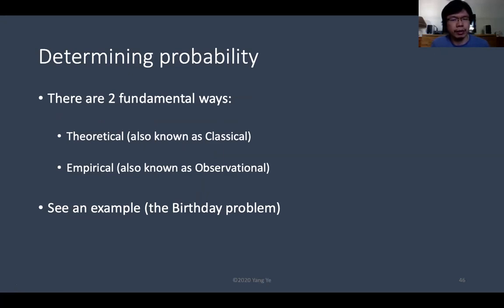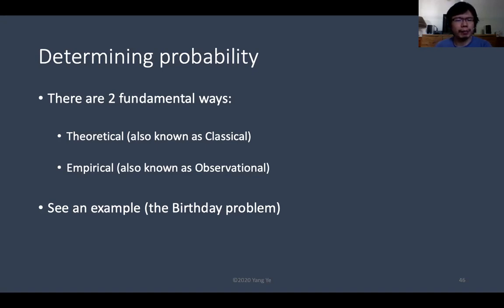One is theoretical, which is also known as classical. The other is empirical, which is known as observational. Now the difference might not be so obvious to some people, in that a lot of the probabilities that we're dealing with have theoretical answers. By theoretical, it means that it can be determined a priori through some kind of math equation. Okay? And empirical means that we have to actually observe what's actually happening, right?